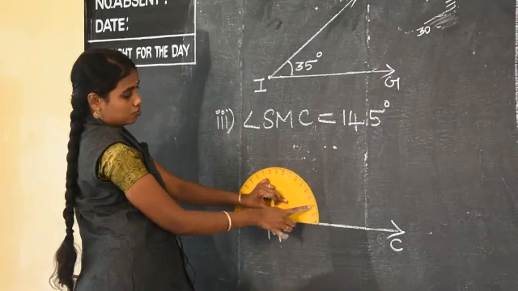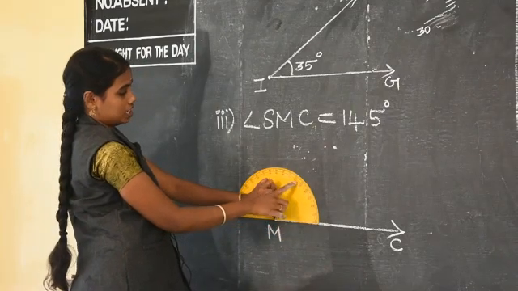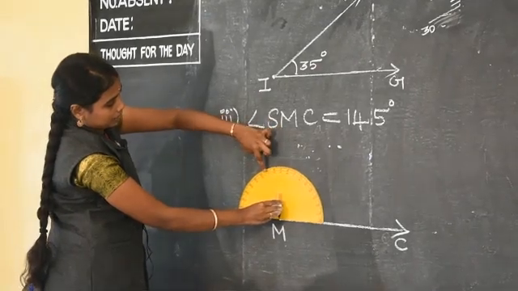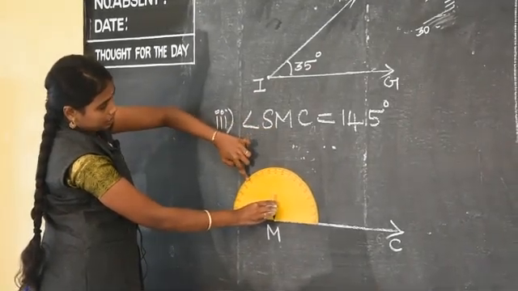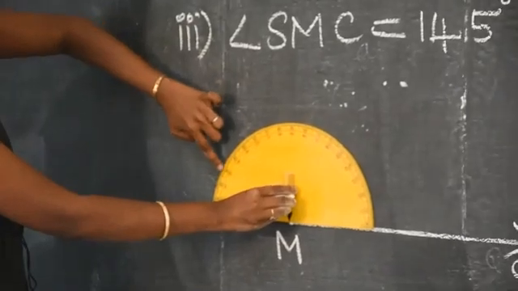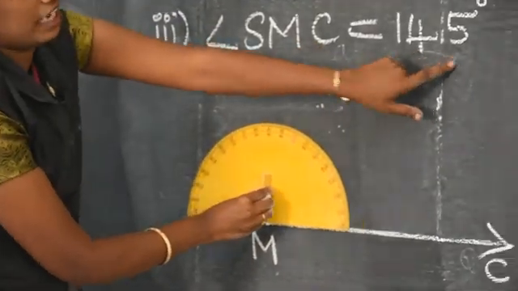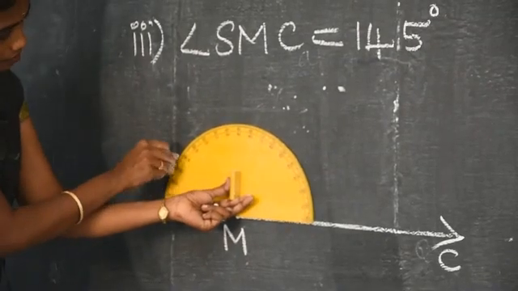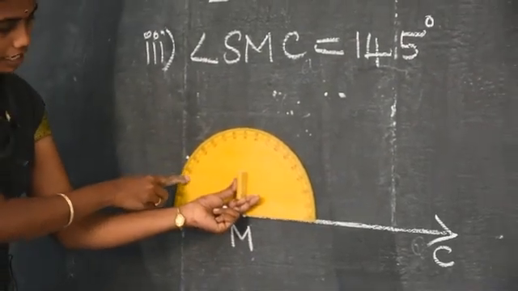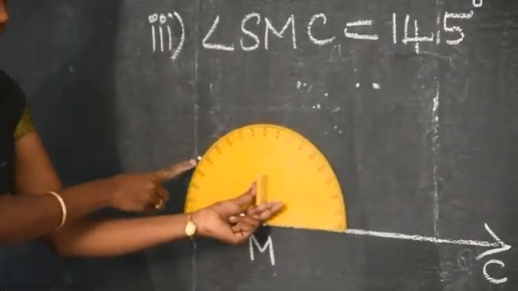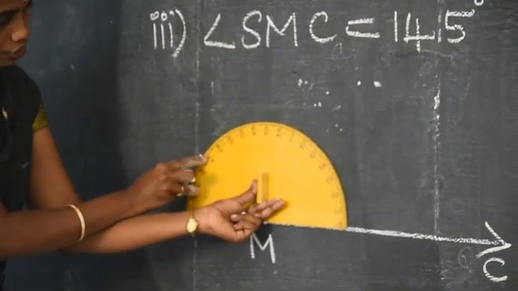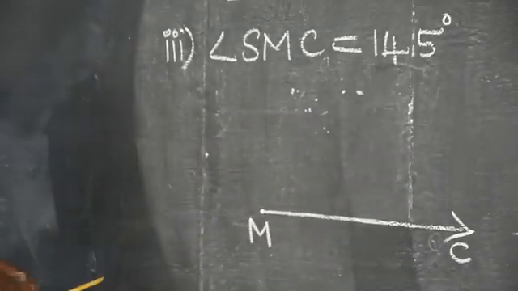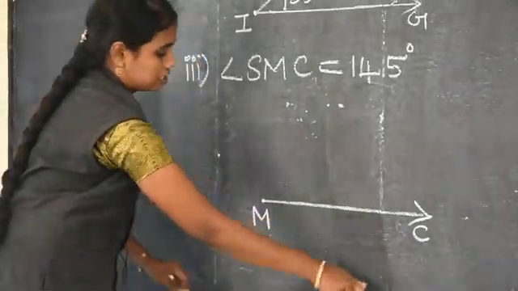0, 10, 20, 30, 40, 50, 60, 70, 80, 90, 100, 110, 120, 130, 140, 150. So between only 145, see that properly and mark it. Between 140 and 150, we have 145, 1, 2, 3, 4, fifth line. Okay, I marked.